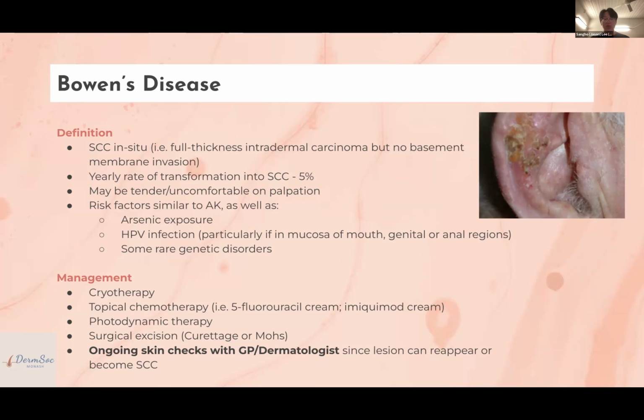And we want to make sure we get these people to get ongoing skin checks with the GP or the dermatologist, since obviously these are pre-malignant lesions and they can come back or become malignant into SCCs.